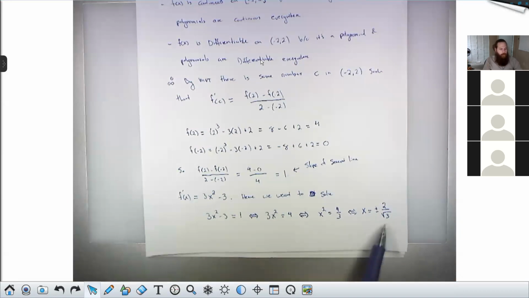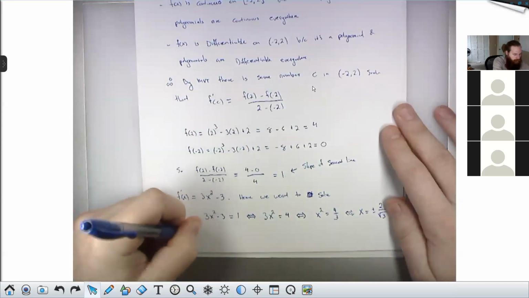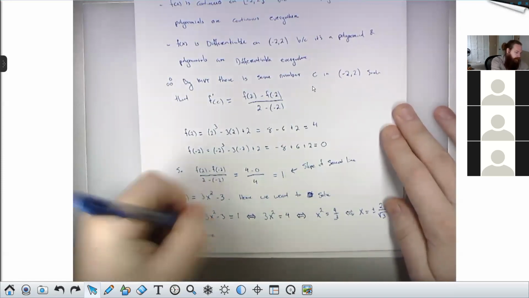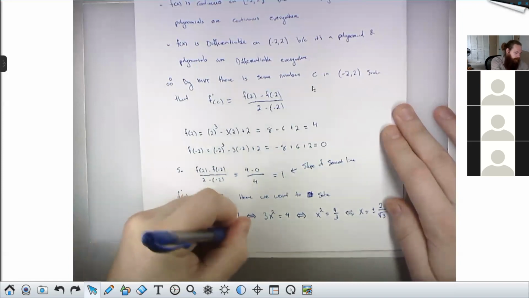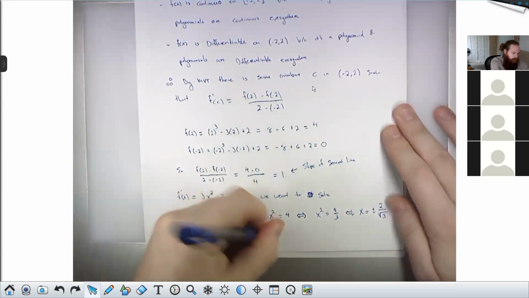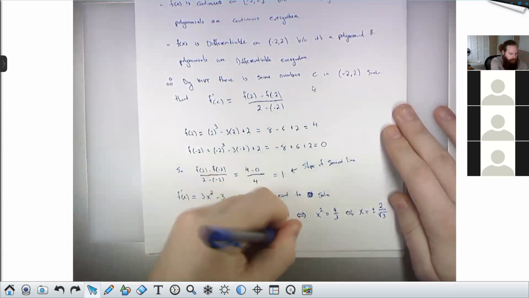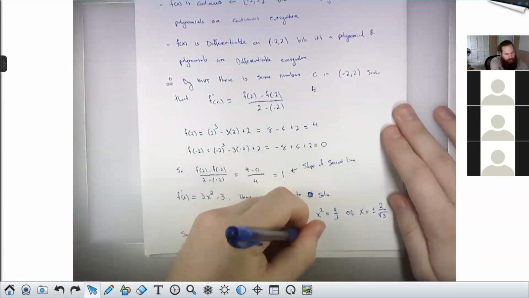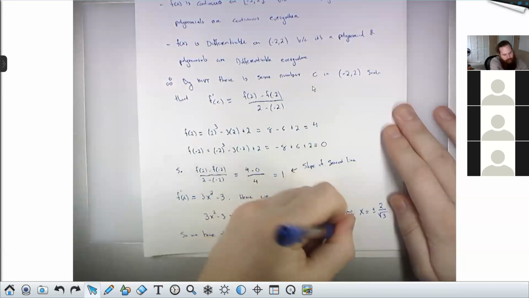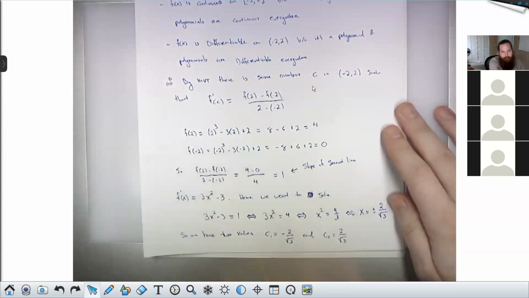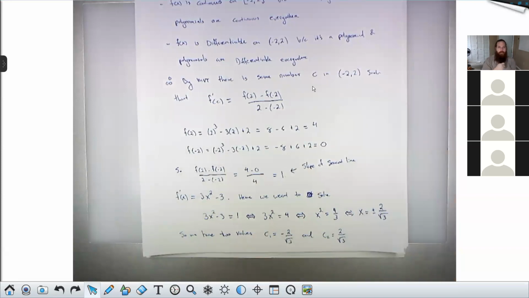Now remember, the square root of 3 is about 1.5. So this is like 2 divided by 1.5. So both of those are actually in the open interval -2 to 2. So we have two values of c. c1 is -2 over the square root of 3, and c2 is +2 over the square root of 3. And that's the game.